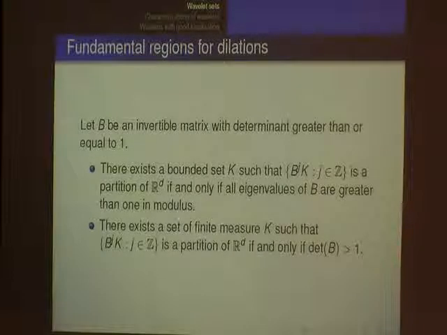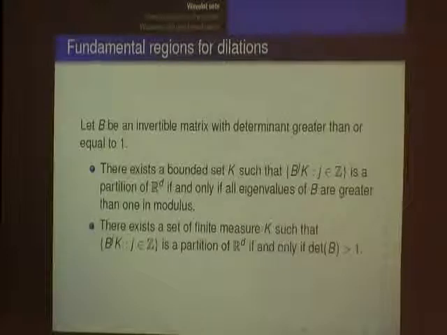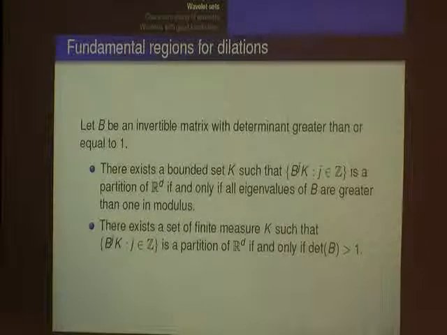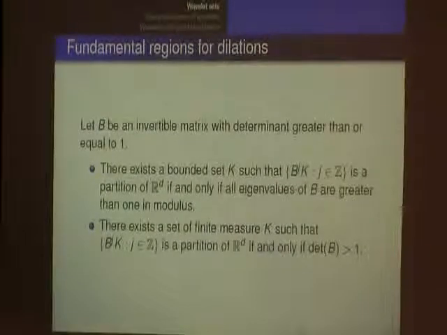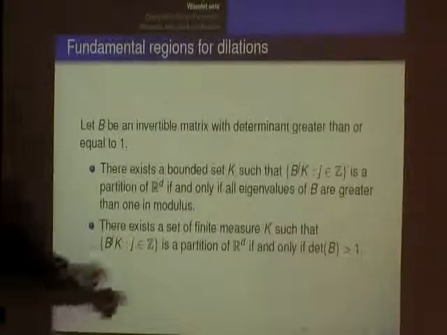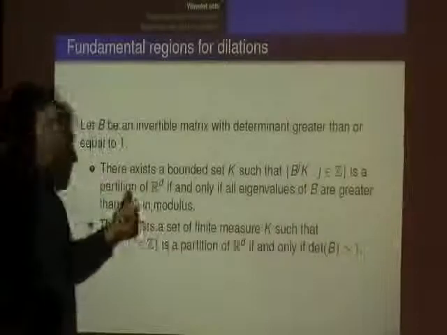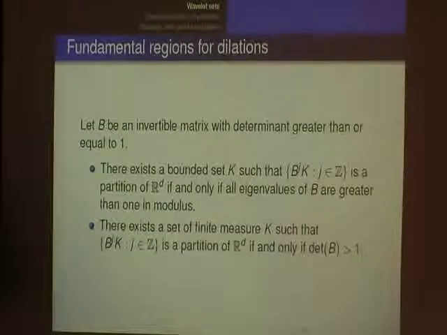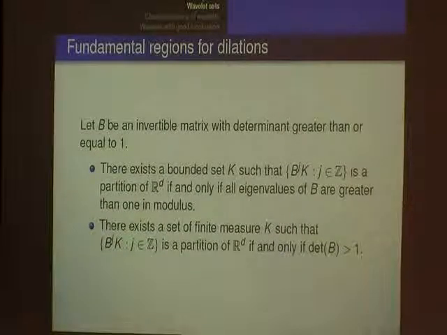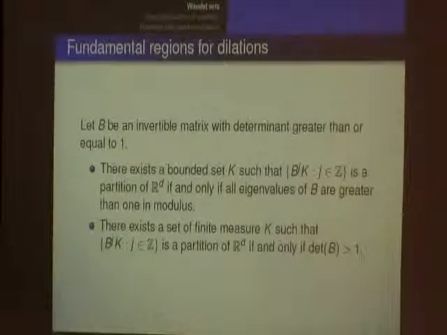So now we want to go into higher dimensions. And the first question you would probably want to know the answer to is, for which matrices does there exist a set K such that B to the J K is a partition of R to the D? This is already a question that maybe you haven't thought about and don't know the answer to immediately.